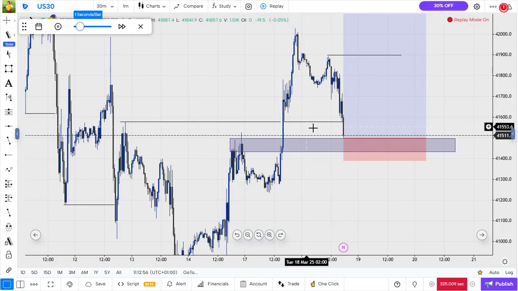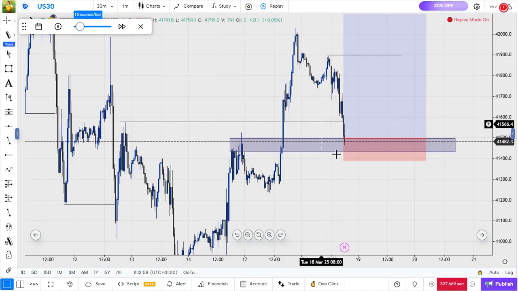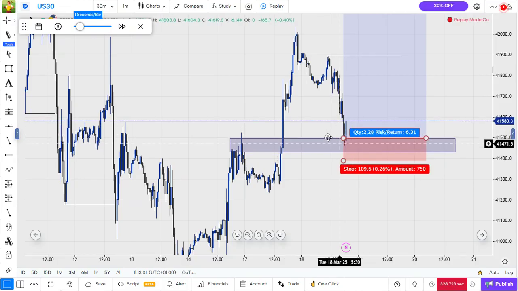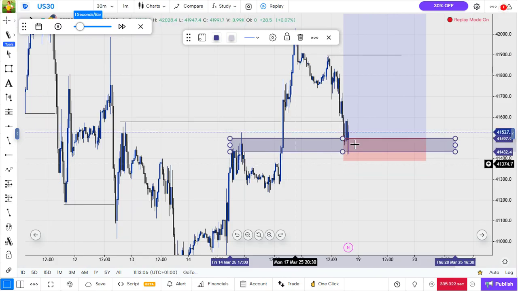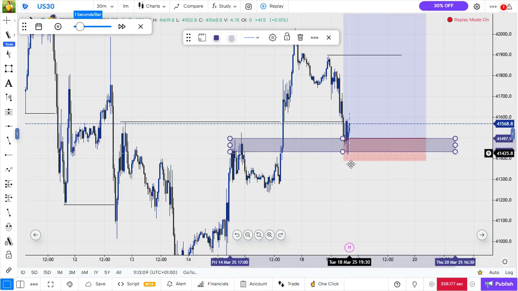Boom, you can see price already sought liquidity and tapped into that other block. You can see the rejection, the bullish reaction there, what you're expecting now. Price has tapped into the other block. Now what you want to see is the reaction.